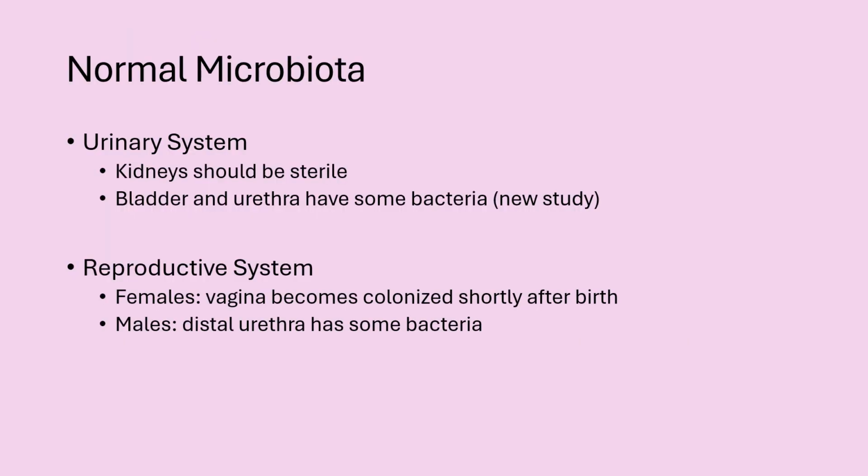So the normal microbiota in terms of the urinary system: the kidneys should be sterile. They're so far internal that they should be sterile. Now the bladder and the urethra, what we're finding in some new studies is that they do have some bacteria in them, but it shouldn't be heavily colonized. With the reproductive system, in females the vagina tends to be colonized shortly after birth. For males, the distal end of the urethra, the very end of it, has some bacteria. Once again, the further you go internally, the less there should be.